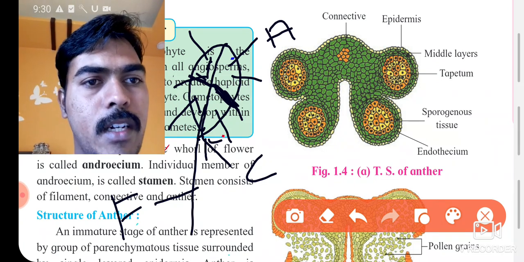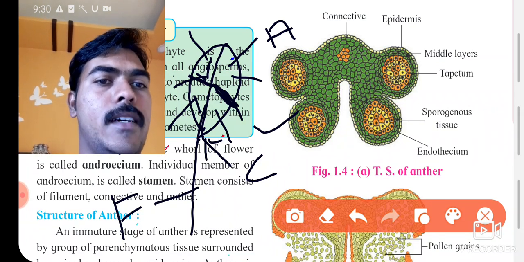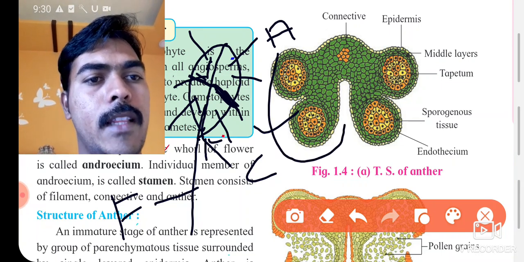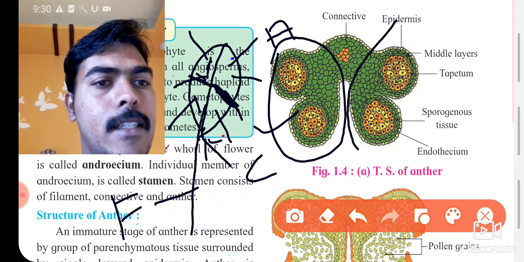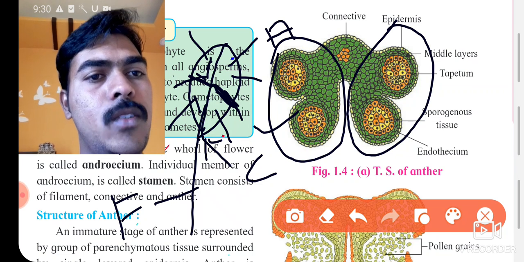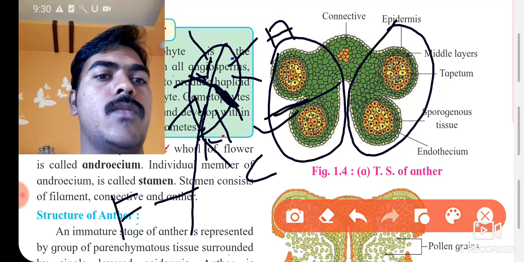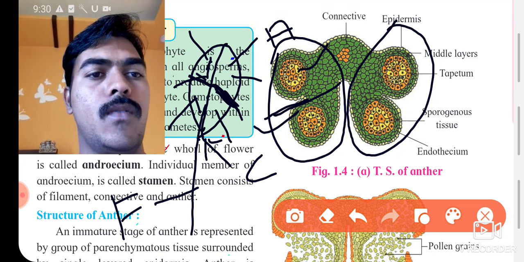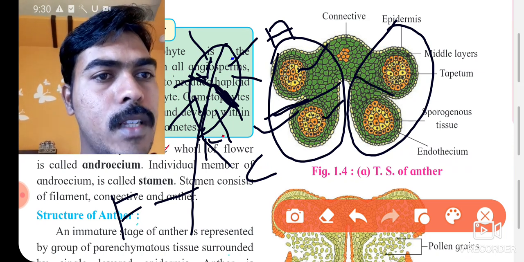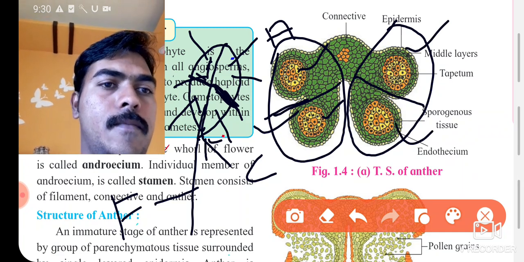As you are looking here also in this figure number 1.4, TS of anther. See, there are two lobes of the anther. This is one lobe and this is another lobe. Each lobe is further divided into two compartments. See, this one is divided into this one, and this is the second lobe. This lobe further divides into two. This is one and this is second.